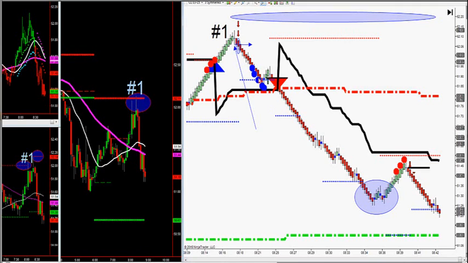So the only way you and I can make money in the futures market is we got to put ourselves in a position to win. We got to have the edge. Well, the edge is the market profile. That gives us the edge over our trading opponents. We know that.